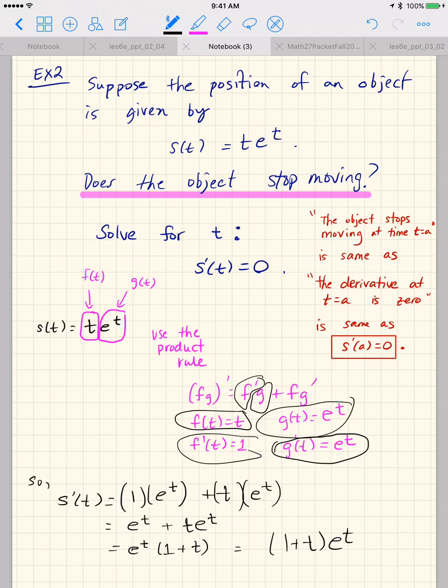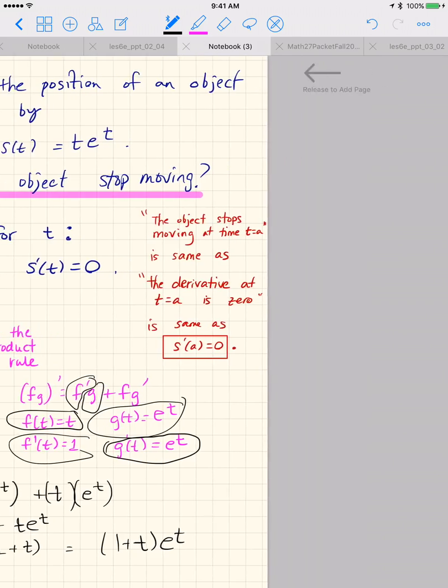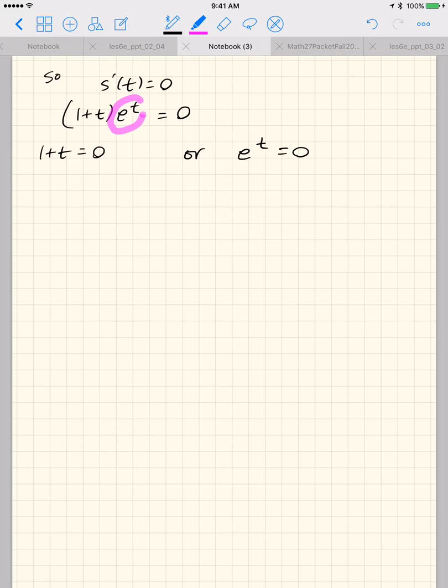Now, are we done? No, we're not done. We need to solve S prime of t equal to 0. So S prime of t equals 0 means 1 plus t times e to the t is equal to 0. So 1 plus t equals 0, or e to the t is equal to 0, right? Because we've got this factor and we've got this factor.